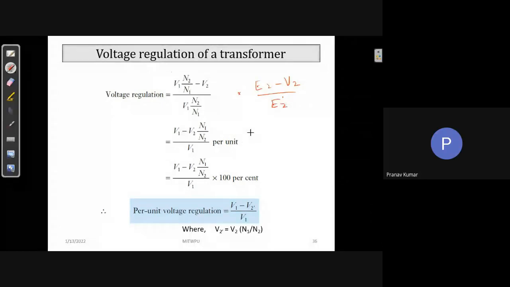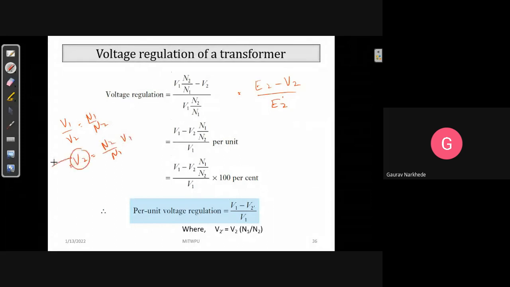V1 by V2 is equal to N1 by N2. Therefore, V2 is equal to N2 by N1 into V1. And when there is no load, at that time V2 is equal to E2, which we have just seen. Correct? So in place of E2, what will I put? I will put this formula. Wherever E2 is, we will put this formula, and then if you simplify, you will get this voltage regulation formula. Understood?